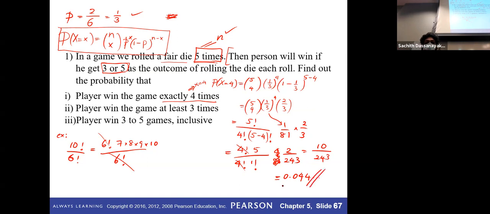This is for the player winning the game exactly 4 times. If I need to find the probability that the player wins exactly 2 times, you have to apply the same formula, replace 4 by 2, and you will get the probability value. So at a time you can apply the binomial distribution for one particular x value. Let's see the next one.